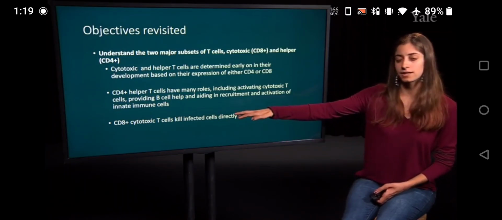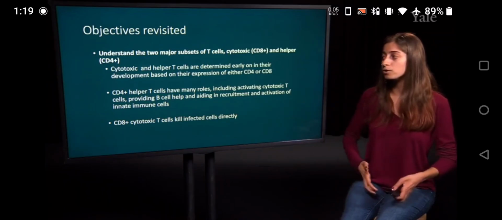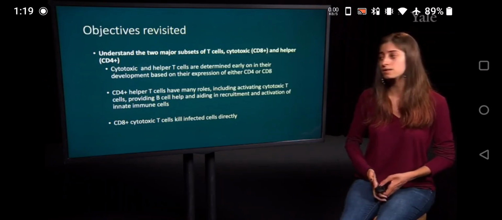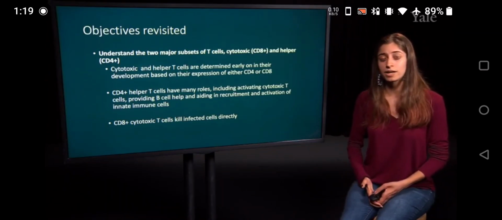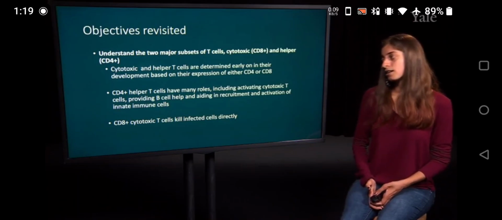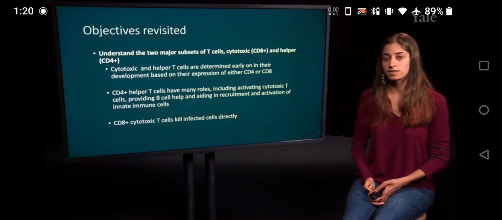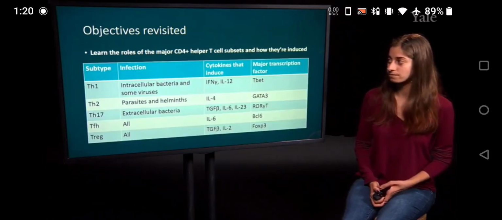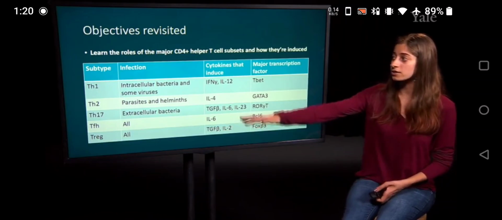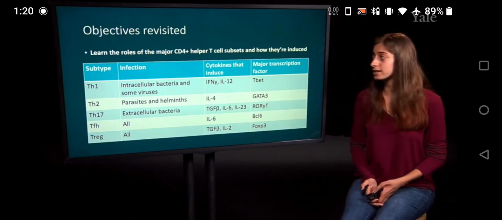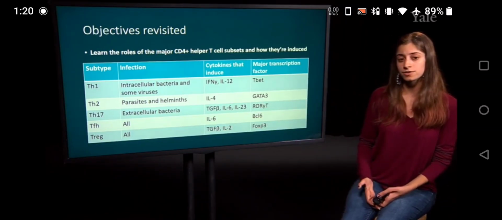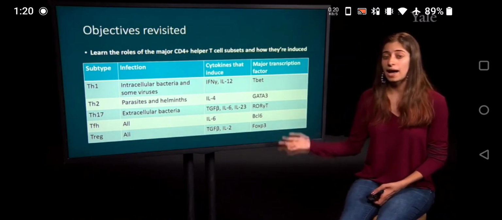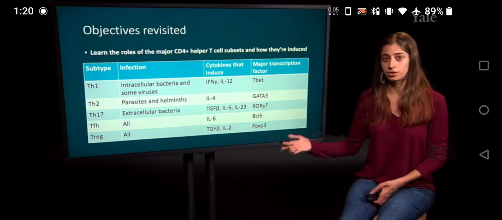We also learned that CD4 positive helper T cells have a multitude of roles, including further activating CD8 positive T cells, B cells, and aiding in the recruitment of other innate immune cells. And we also learned that CD8 positive cytotoxic T cells can directly kill infected cells. Secondly, we learned the roles of the major CD4 helper T cell subsets and how they're induced. I'm not going to go through this table again now, but this is something that you can go back and look at when you're reviewing for your exams.